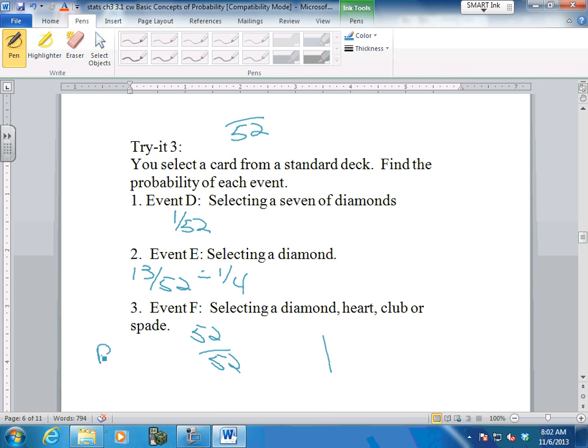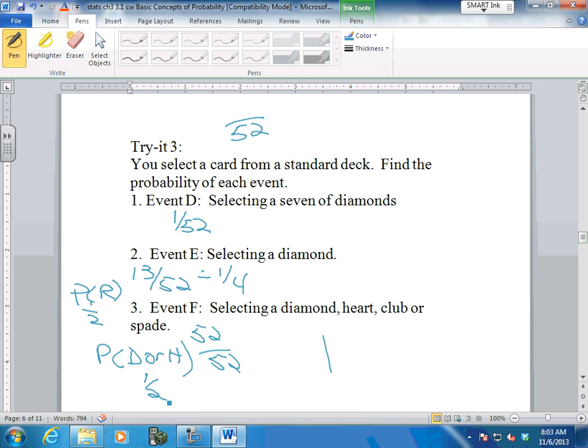What is the probability of picking a diamond or a heart? 26 out of 52, or half of your deck, right? Isn't half of your deck red, half of your deck black? So what's the probability of picking a red? Half. 26 out of 52. Half. What's the probability of picking a black card? 26 out of 52. Half of your deck. Right?